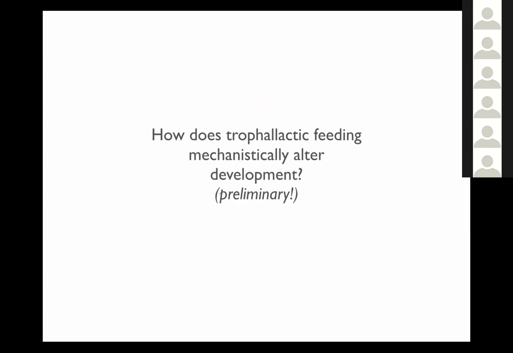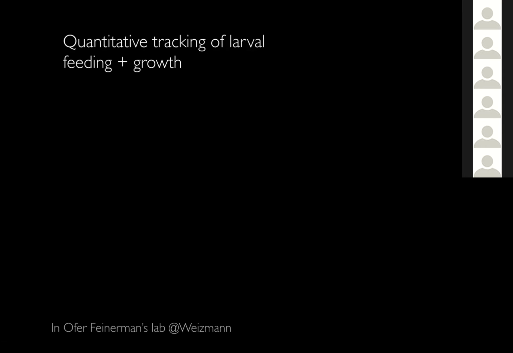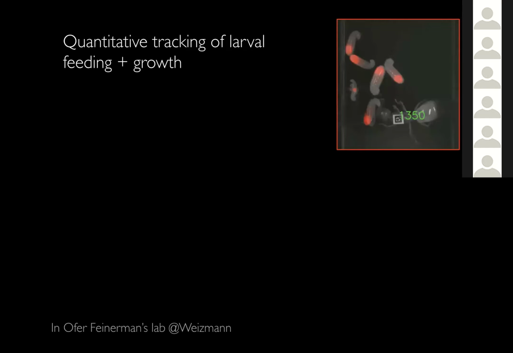So how does this actually work? This is some work that I was doing in Ofer Feinerman's lab at the Weizmann. This is a quantitative tracking of larval feeding and their concomitant growth. What we were doing was feeding young queens a fluorescent food source, which they then feed to their larvae. And so we can watch the larvae get fed over time and see how they grow.